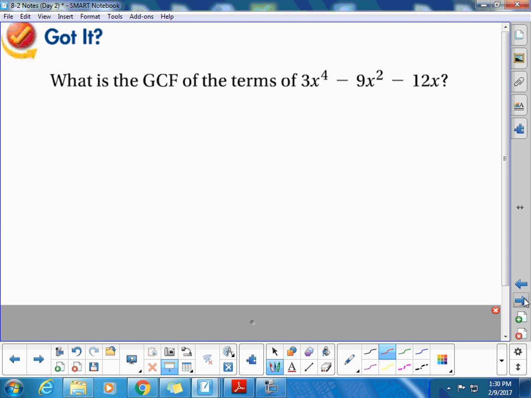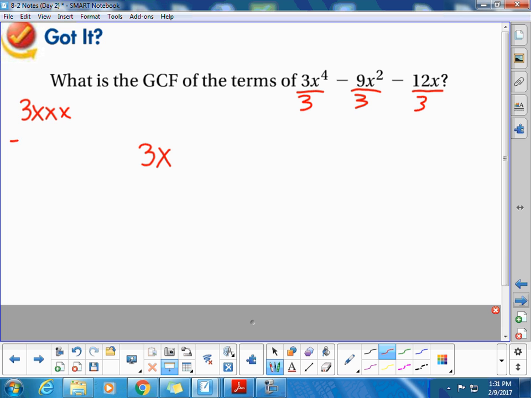So let's look here. What's the greatest common factor of the terms 3x to the fourth minus 9x squared minus 12x? I know that 3, 9, and 12 are all divisible by 3, and I can't get anything bigger out of 3 than 3. So I know it's going to be 3. And then I see I have x to the fourth in the first term, x to the second in the second, and I just have one lonely x in the third term. So the most I can get out is 3x. Now we could have written them all out again, like 3x to the fourth would be 3 times x times x times x.